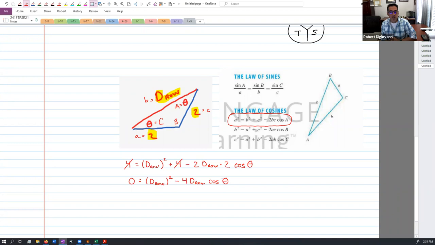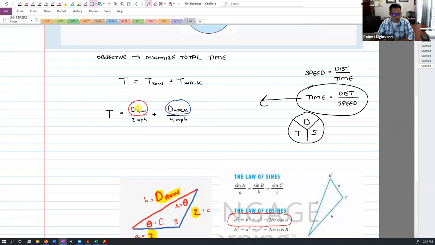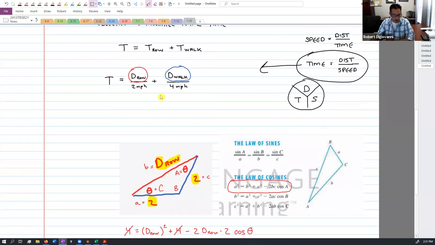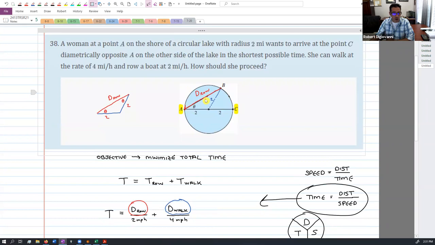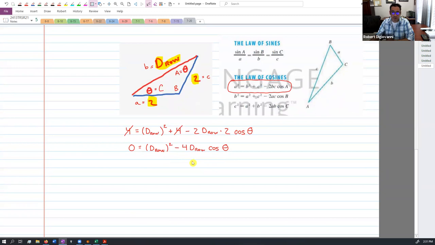Y'all okay with this? I know it seems like, what the hell are we doing? Where are we going with this? But what we're trying to do is figure out if we can find an expression for the distance we row as a function of theta. Because once you fix theta, give me a theta and then that distance you row is fixed, it depends on theta. So I'm trying to find a formula for distance we row. Right now, notice that both of these terms have distance we row in them. So I'm going to factor out distance we row, and I'll be left with distance we row minus four cosine theta.